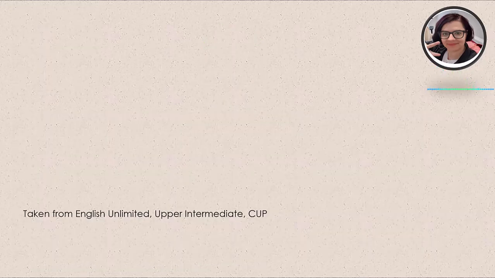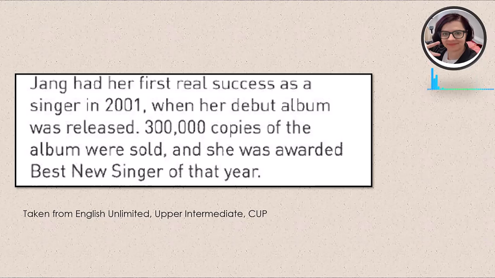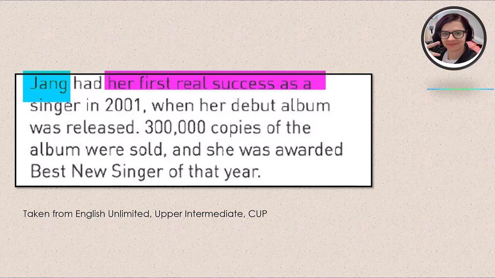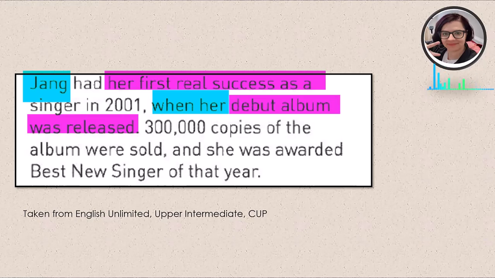Welcome back, happy people. I'm going to show you my answers and you get a chance to compare to what you've written. And here they are. Can you see how I've kept the given-new pattern in this text? Yang is given information. Her first real success as a singer in 2001 is new information. "Her" is an anaphoric reference to Yang, meaning that this is given information. "Debut album was released." This is the new information.